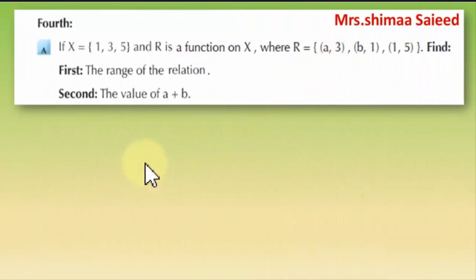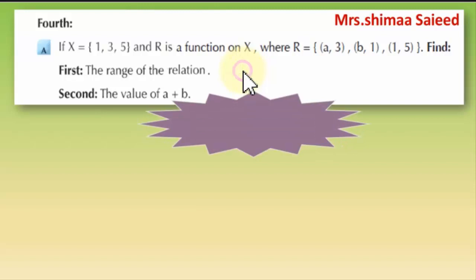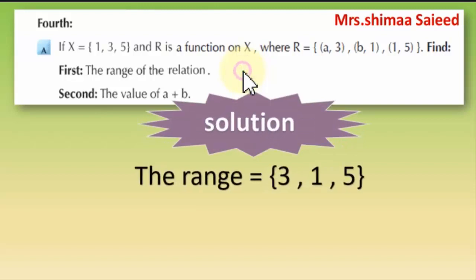Now, if x equals the set of 1, 3, and 5, and R is a function on x, where R equals the set of ordered pairs (3, a), (1, 1), and (5, b). Find firstly the range of the relation, and the values of a and b. Okay. x equals the set of 1, 3, and 5. R is a function on x. So we can say the range is 3, 1, and 5, the second projection.